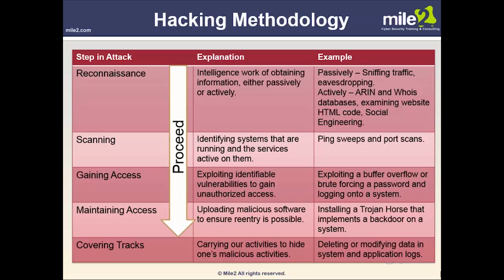All right, maintaining access is the fourth. There's uploading malicious software to ensure reentry is possible. Here we do this by installing Trojan horses that implement a backdoor on the system, for instance. So we'll talk about Trojan horses, rootkits, things of that nature. And then we also mention things like steganography and things like that too, to also help cover our tracks when it comes down to that. So that's the fifth hacking phase, covering tracks. You can carry out activities to hide one's malicious activities.